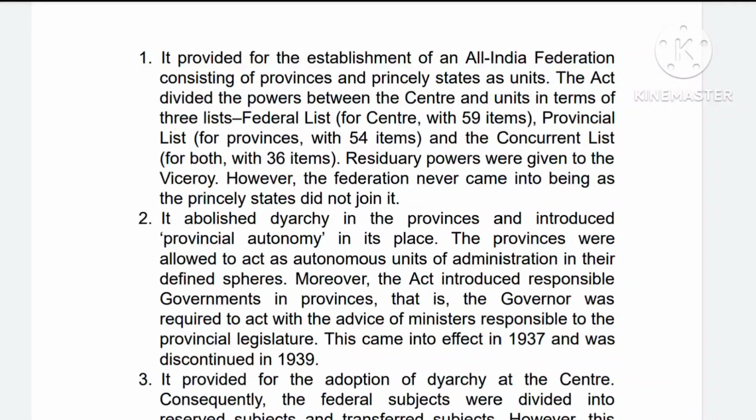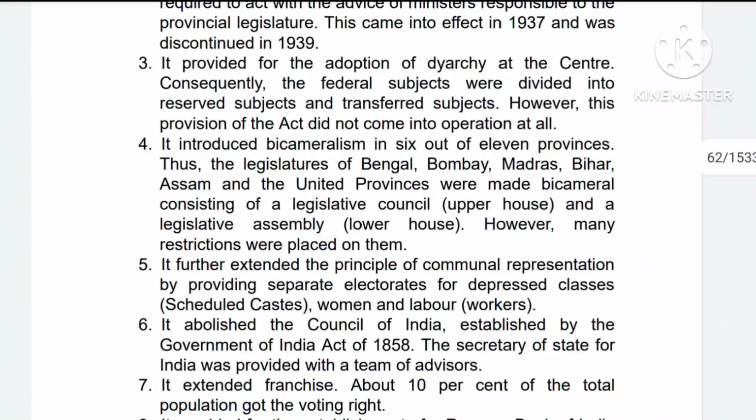Number 3. It provided for the adoption of diarchy at the centre. Consequently, the federal subjects were divided into reserved subjects and transferred subjects. However, this provision of the Act did not come into operation at all.